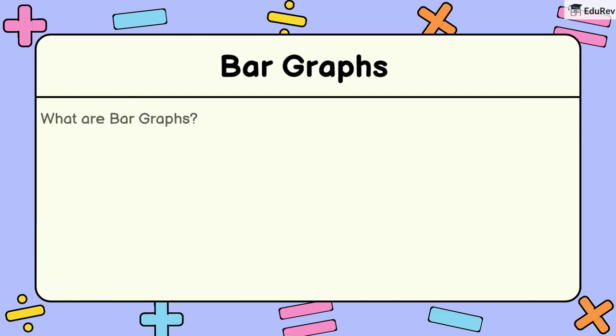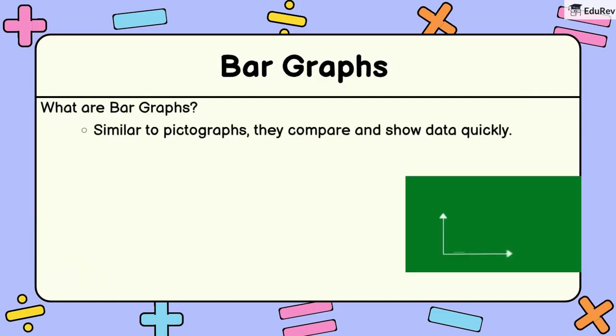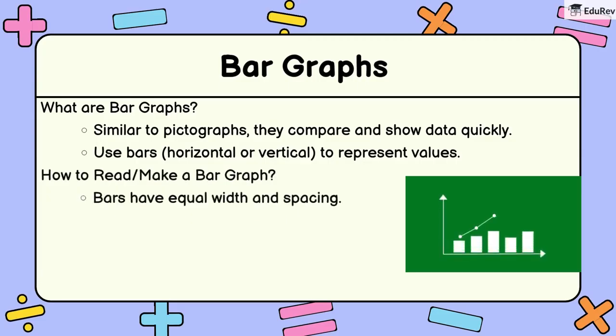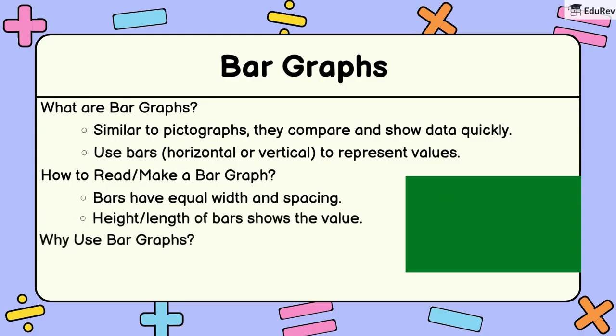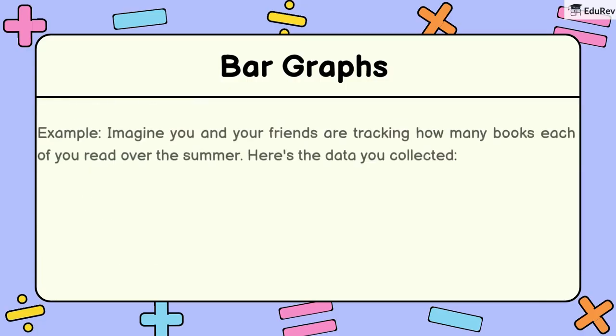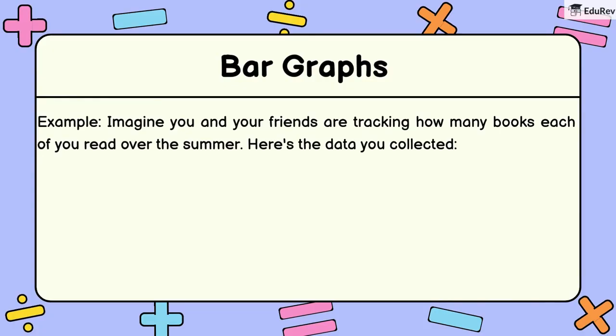Next, let's talk about bar graphs. Bar graphs are similar to pictographs as they compare and show data quickly. They use bars, either horizontal or vertical, to represent values. To read or make a bar graph, remember that the bar should have equal width and spacing. The height or length of the bars shows the value. Why should we use bar graphs? They are easier for large data compared to pictographs. Here's an example. Imagine you and your friends are tracking how many books each of you read over the summer.